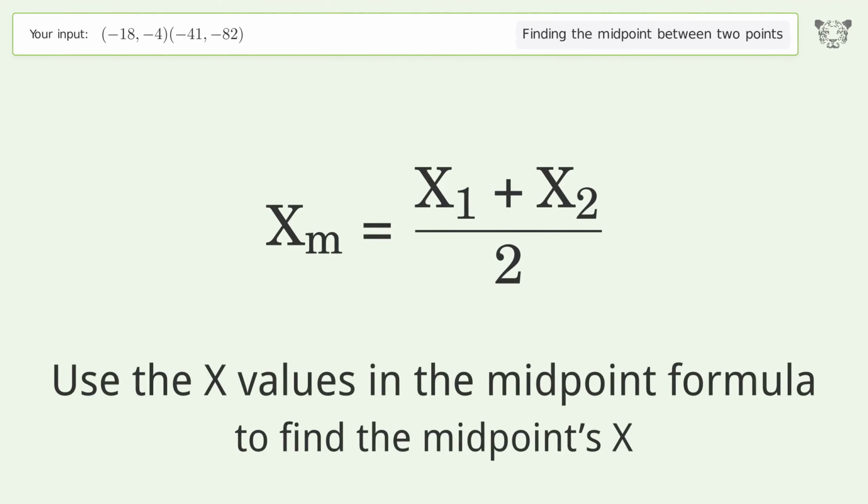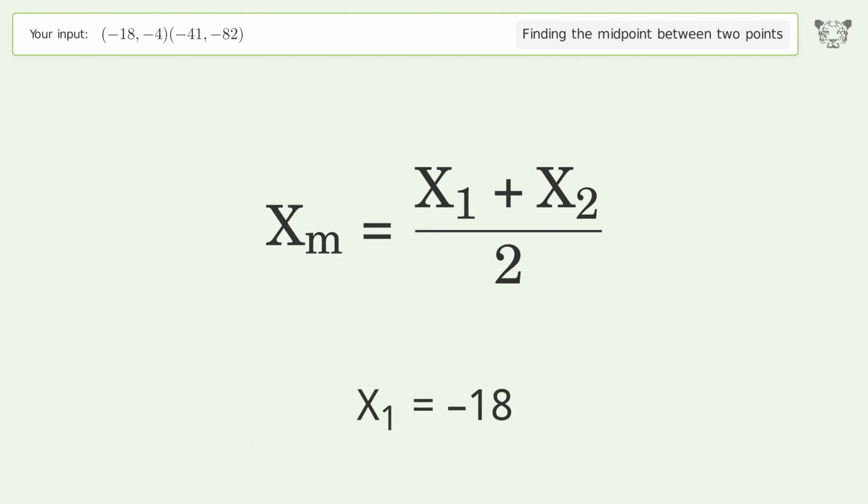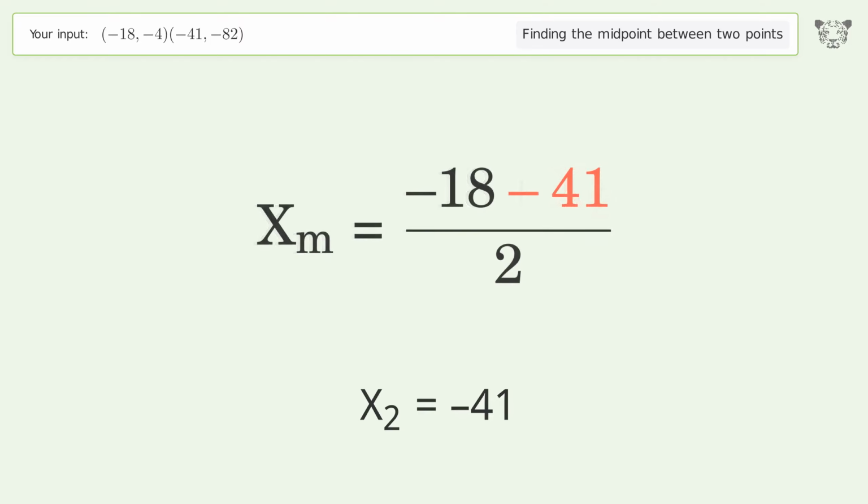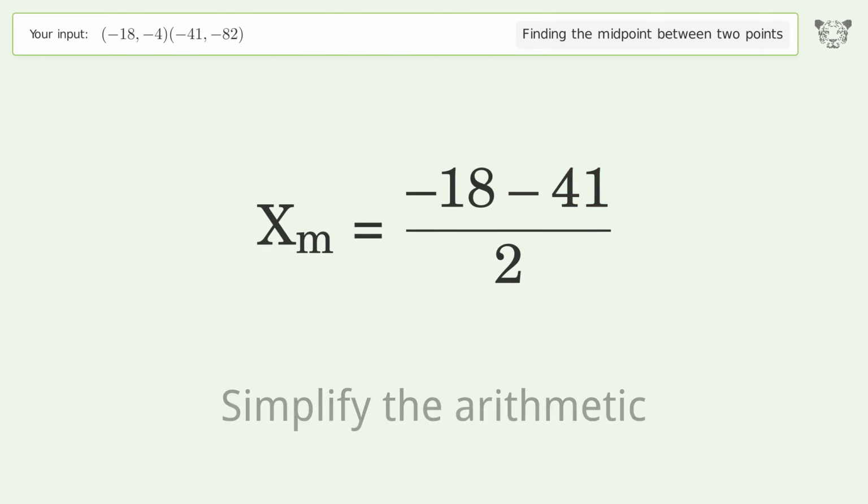Use the x values in the midpoint formula to find the midpoint's x. x1 equals -18. x2 equals -41. Simplify the arithmetic.